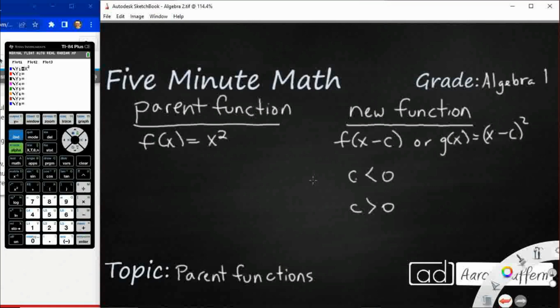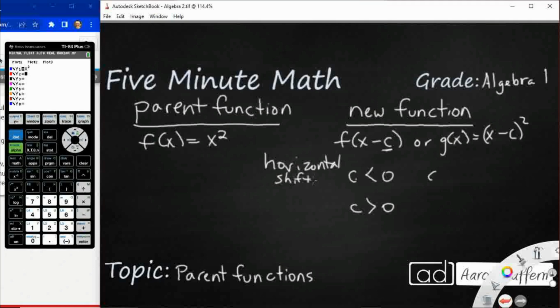So now we're looking at f, and then we have an x minus c here. So what happens if we change the x before it gets squared? Well, we're going to see a horizontal shift. And it's going to be a little bit counterintuitive here. So we're going to need to definitely visualize this. So really we're going to look at two different things. What happens if your c is less than 0, c is greater than 0?